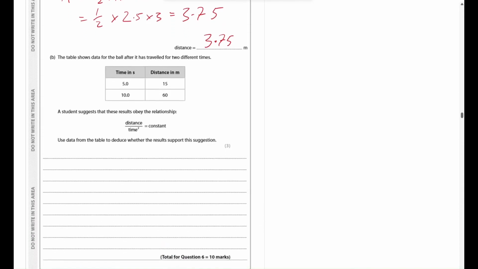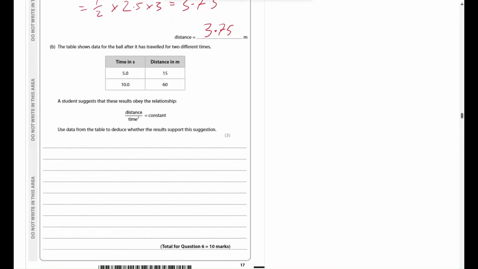Okay, then they give us this relationship. They're saying that distance divided by time squared is a constant. So the only way to really do this sort of question is to actually try it. Okay, so we've got sort of the first run, the second run. For the first run, distance divided by time squared, read these out of the table. So 15 divided by 5 squared, 15 divided by 25 is 0.6.